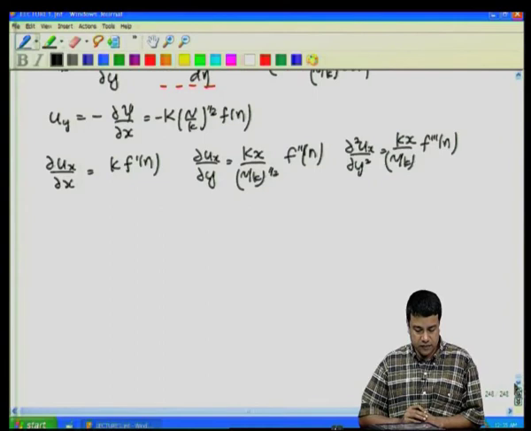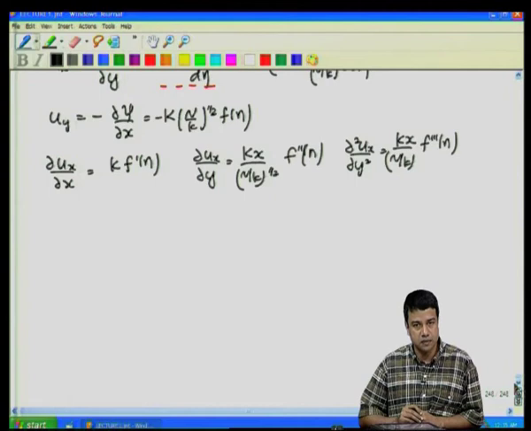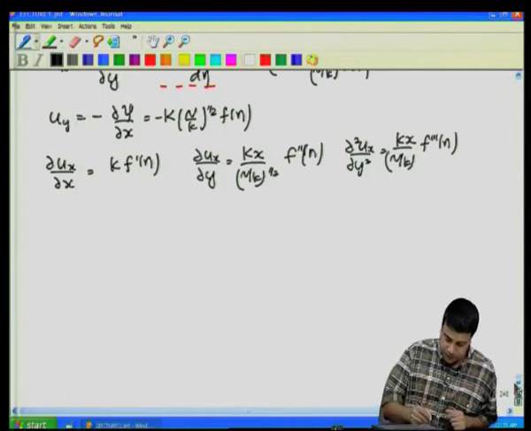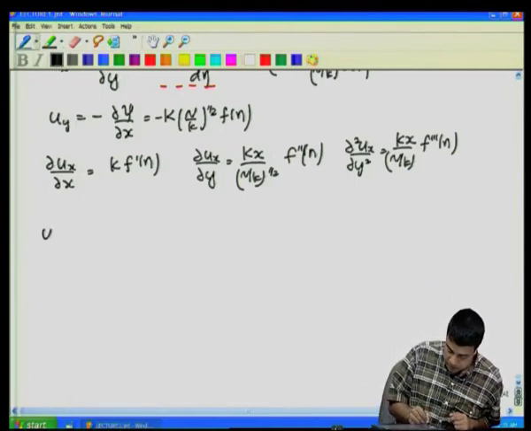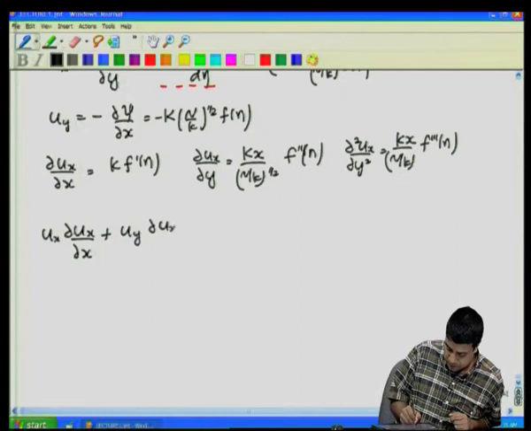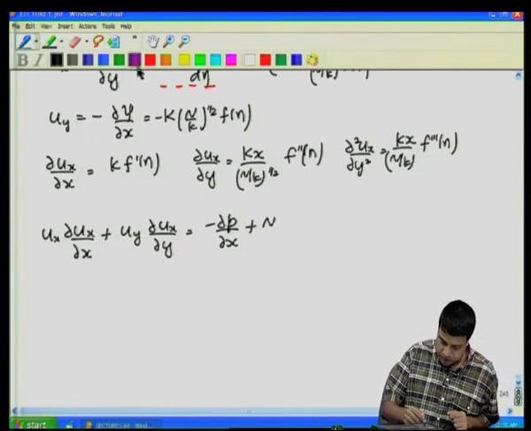So, these have now got to be substituted into the momentum conservation equation for the flow in the boundary layer. The momentum conservation equation is u x partial u x by partial x, and put the density in there.